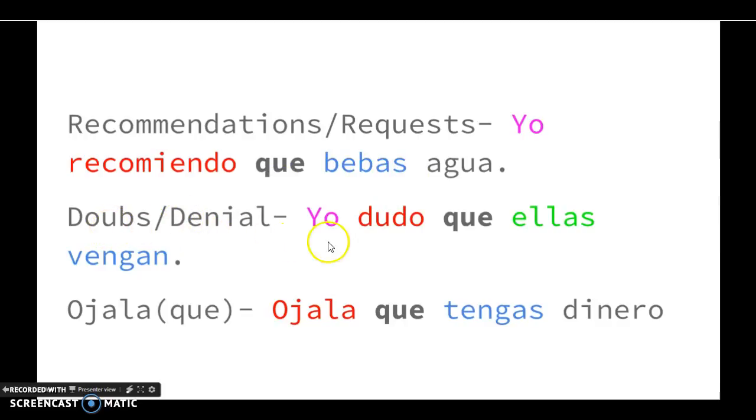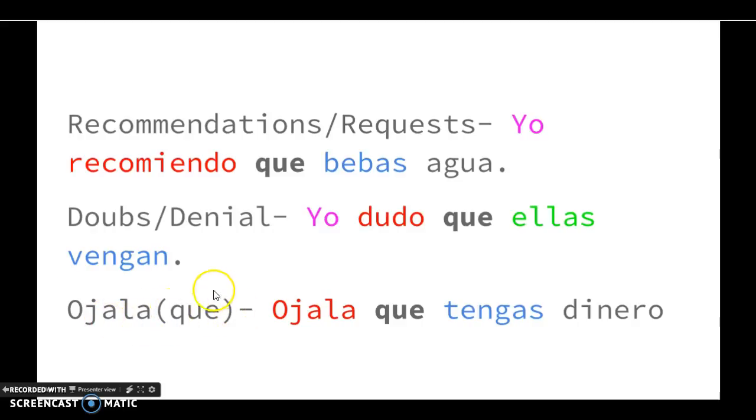Doubts and denial. Yo dudo que ellas vengan. So I doubt that those girls will come. We don't know that they'll come. We doubt that they'll come. And venir in the yo form, vengo. So we change it with the AR ending. So vengan.